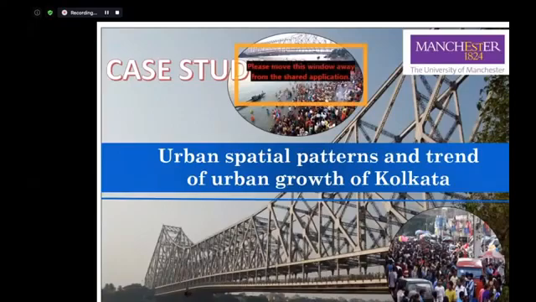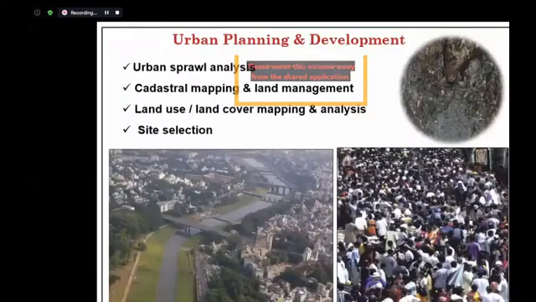And the next, the third case study: now I was in Sundarban, and I'm coming to Kolkata city, the urban spatial patterns and trends of urban growth of Kolkata city. In urbanization, urban sprawl analysis, cadastral mapping, land management, land use and land cover mapping, and site suitability, you can choose, for example, housing price or low-cost rent, or highly green area, urban green commune. This kind of modeling you can do.